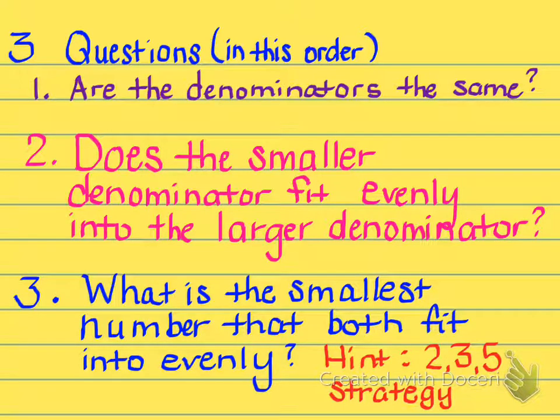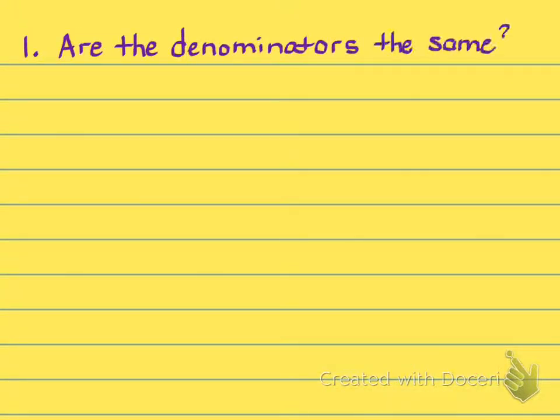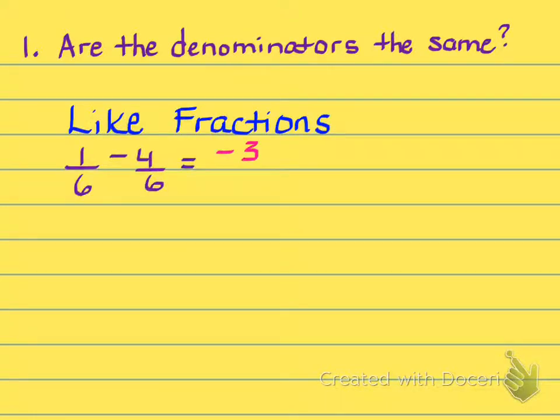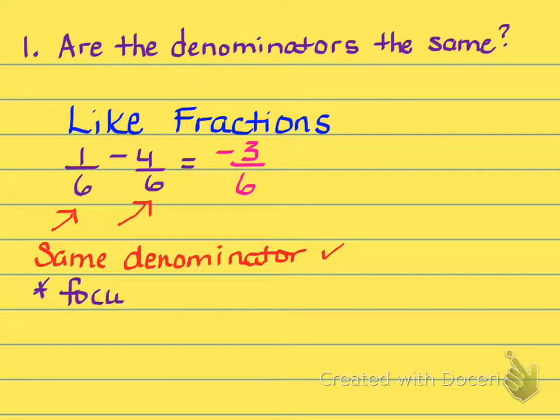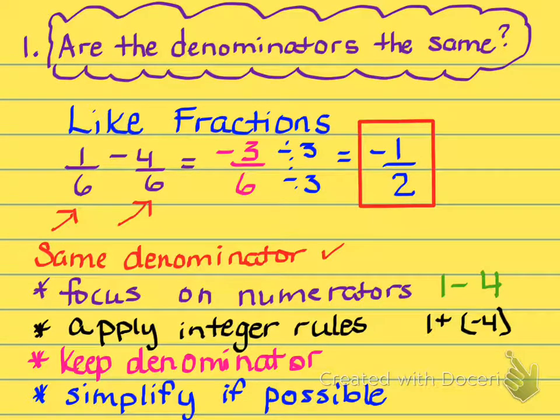So let's go ahead and take a look at the next page. So here we have, are the denominators the same? So you want to write that again, and then we're going to write like fractions. So here you can see we have 1/6 minus 4/6 equals negative 3/6, and so that's the one that I've already shown you. So you just want to make sure that you have that example here. So now we paid attention and we have 1 minus 4 and we got the 1 plus negative 4, and now we have negative 1/2.